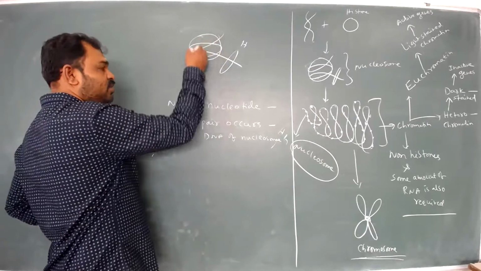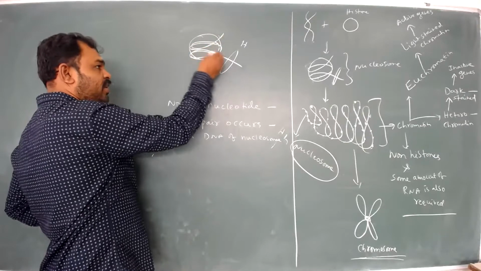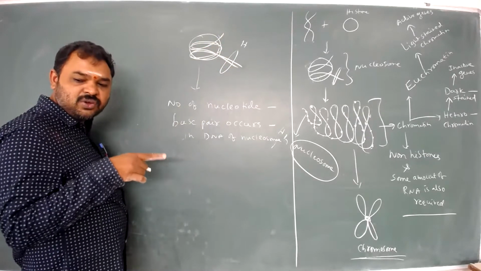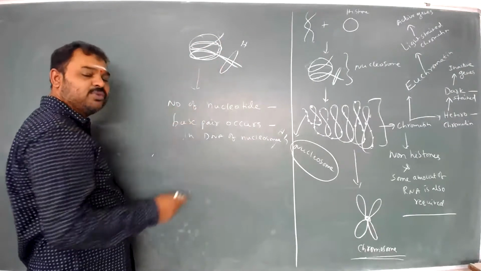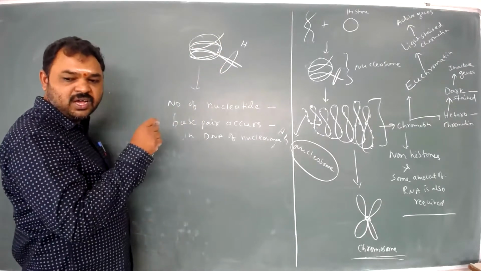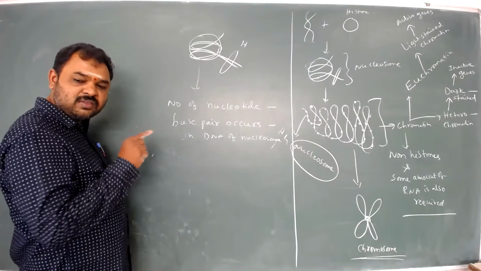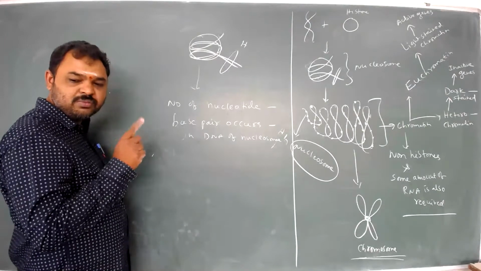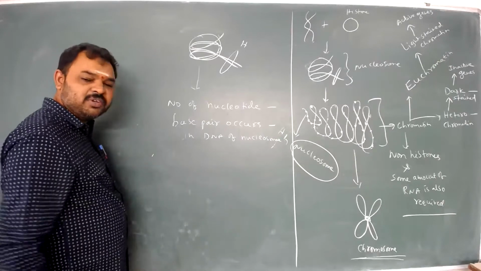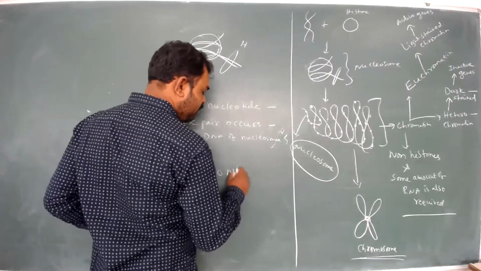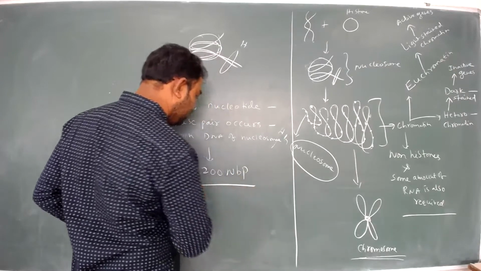If you observe this nucleosome, the DNA is wrapped around the histone octamer as well as extending up to the H1 histone. That is the content of DNA in one nucleosome. So the DNA present in one nucleosome consists of how many nucleotide base pairs? There are 200 nucleotide base pairs. 200 nucleotide base pairs is the answer.